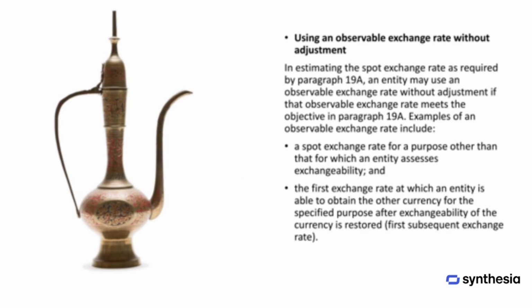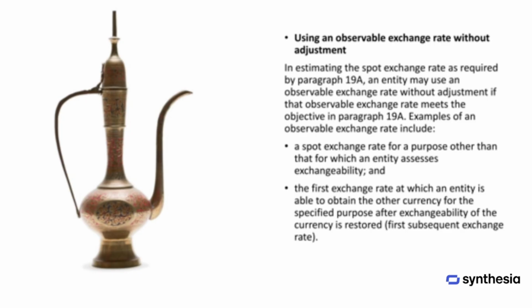Using an observable exchange rate without adjustment. When a currency is not exchangeable, an entity may still be able to estimate the spot exchange rate using an observable exchange rate, as long as that rate meets the objective set out in paragraph 19A. But what does that mean in practice? It means that if there is a rate available in the market that reasonably reflects the conditions for converting one currency into another, the entity can use it without needing to make adjustments.